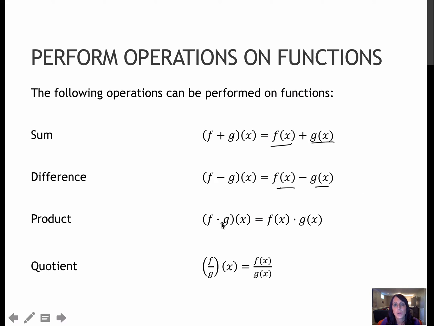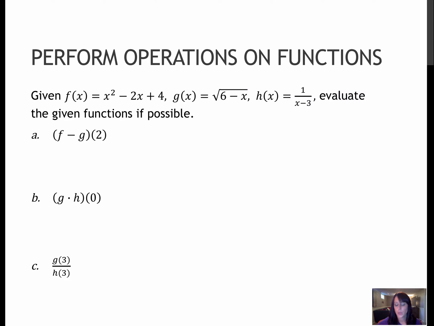If they're telling me to multiply the two functions together, they're going to write it like this together, f times g of x. So we can take f of x times g of x. And if they give me a quotient, again, we're just dividing. So for these questions, we're just going to perform some simple operations.